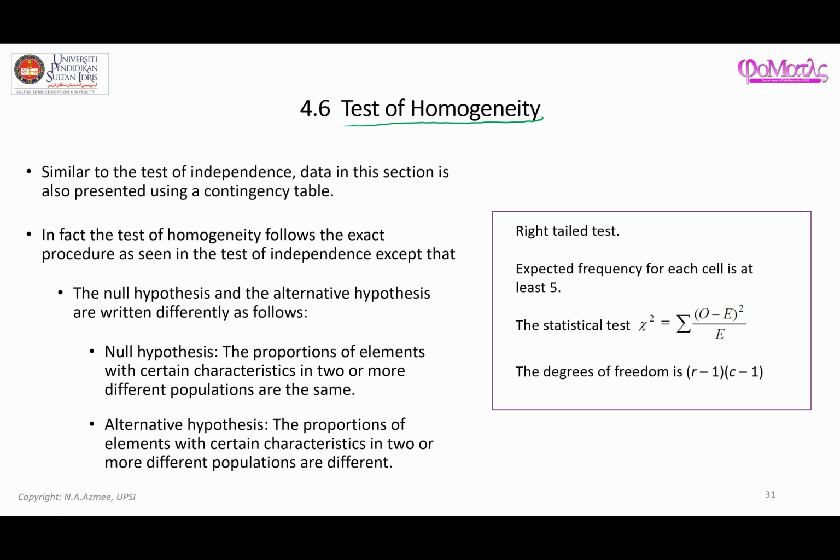In this video, I'm going to give an introduction to the test of homogeneity, and I will also provide a simple example to illustrate how this test can be implemented. Now, similar to the test of independence, data in this section is also presented using a contingency table. In fact, the test of homogeneity follows the exact procedure as seen in the test of independence, except when it comes to writing the null hypothesis and the alternative hypothesis.